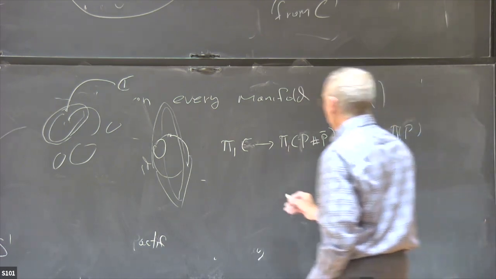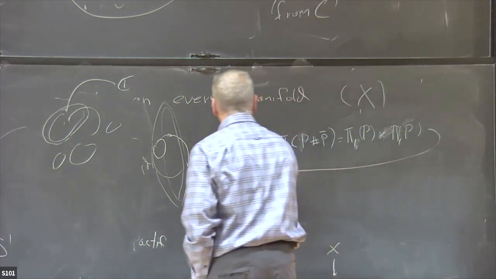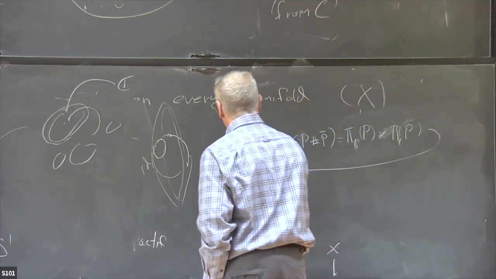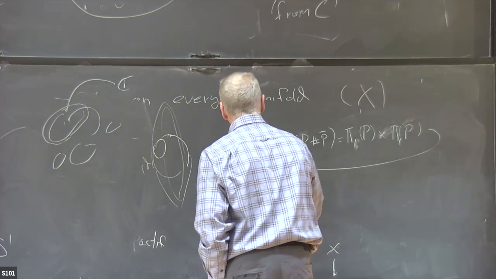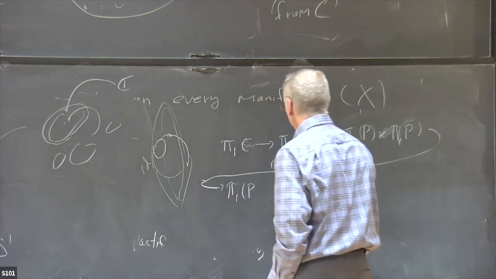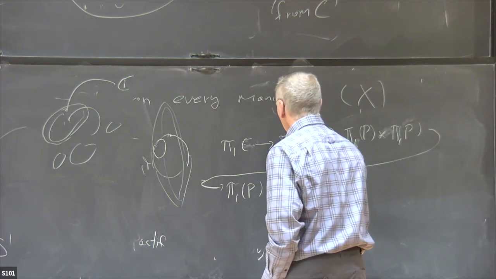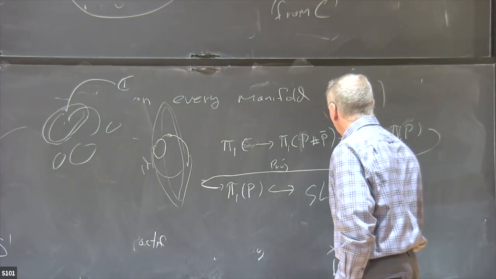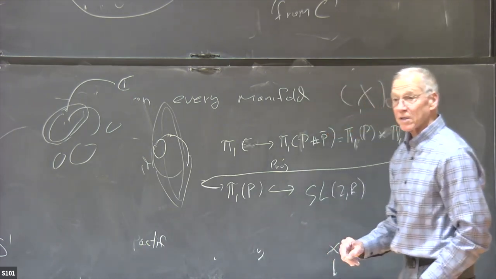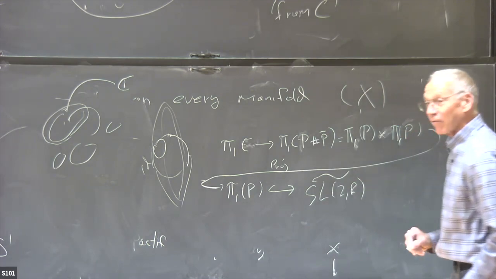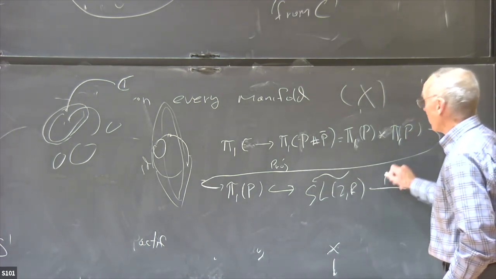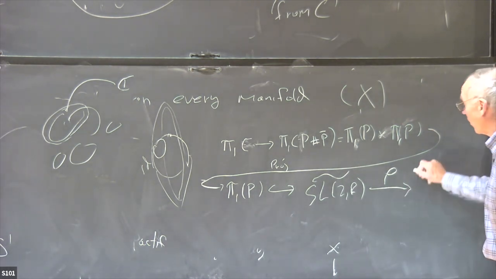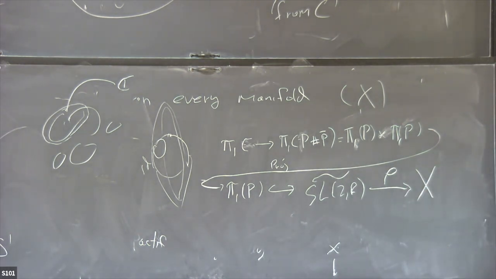Running out of blackboard here. And then this, I'll just project one of the factors. This is pi 1 of P by projection into either factor. And pi 1 of P includes, this is the key point, an SL2R twiddle, because that's the kind of manifold it is. It's an SL2R manifold. And this has this representation. I don't think I gave it a name, but this is the representation acting on the fiber X that I described before.